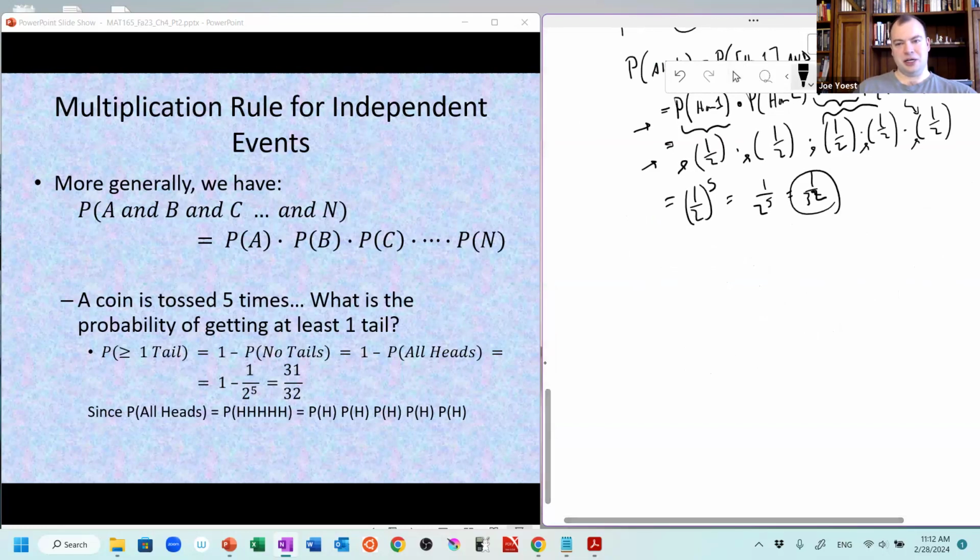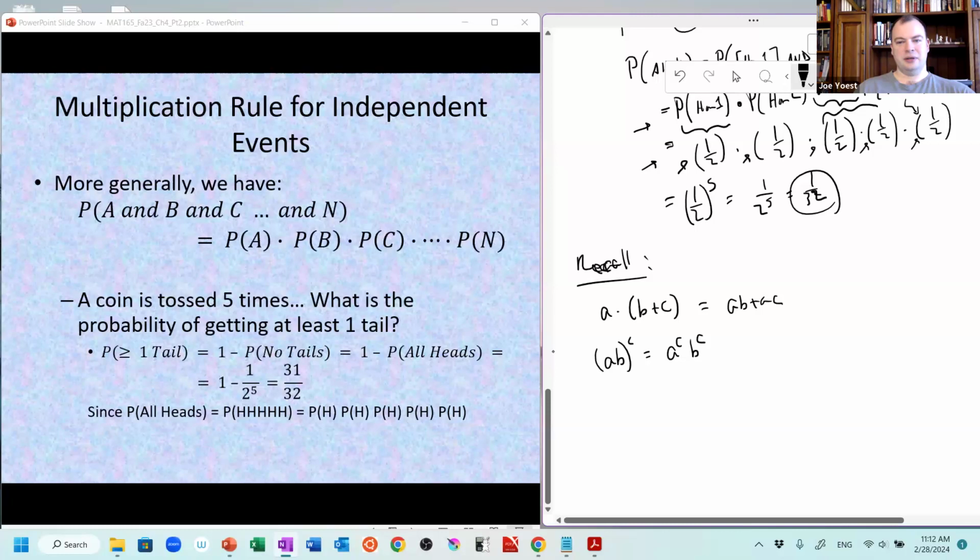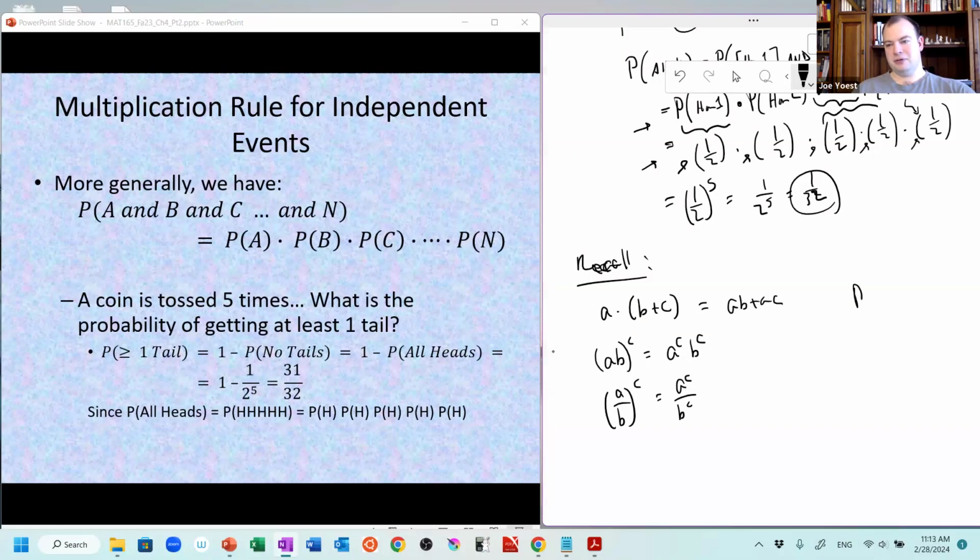But just as a side note, recall that we have a distributive property, the kind of standard one, a times (b plus c) equals ab plus ac. We also have a distributive property for exponents, that (ab) to the c power equals a to the c, b to the c, or similarly, (a over b) to the c power equals a to the c over b to the c.